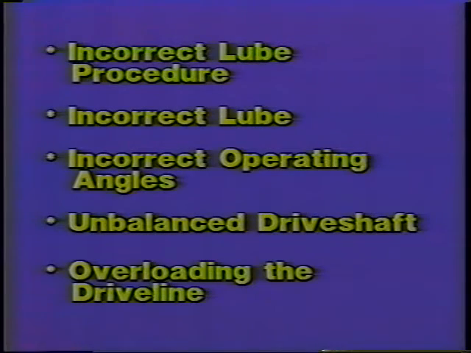Also, be sure to check the trunnions for signs of burning or breakage and avoid shock loads which may break the U-joint. So the five major causes for any of these part failures are incorrect lube procedure and incorrect lube, incorrect operating angles and phasing, unbalanced drive shaft, and overloading the drive line. Right. These are also the most common causes for failures to yokes, splines, and bearings.